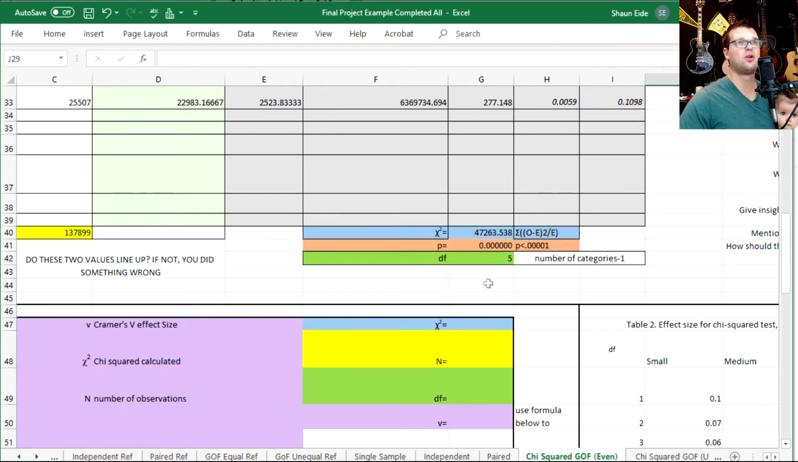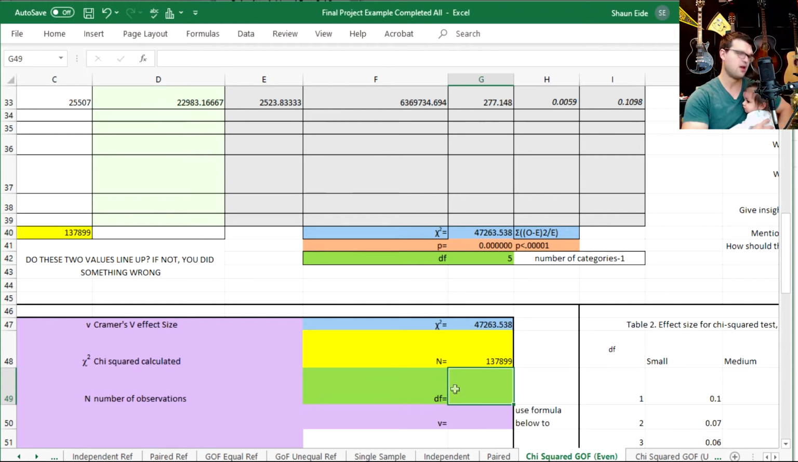But next, just like with all of our other tests, we have the ability to calculate the effect size, or how noticeable this actually is. Remember, just because we have something that's significant, even if it appears to be really significant, does not necessarily mean that it is actually noticeable or that it's practically significant. So we're going to bring in all this information. We've got chi-squared, we've got the number of observations, which is the legit number of observations right there.